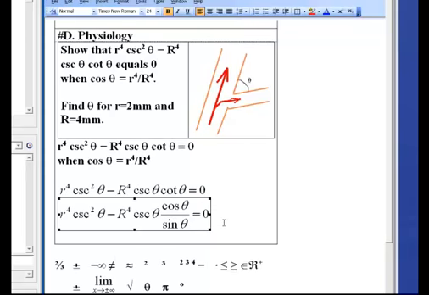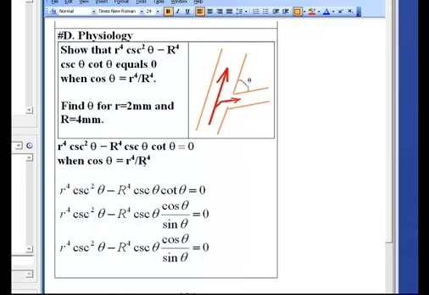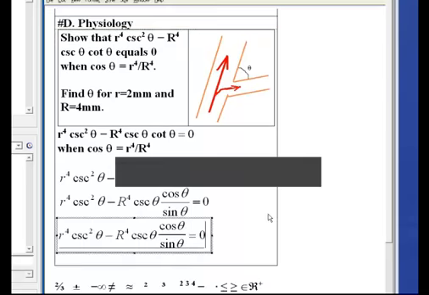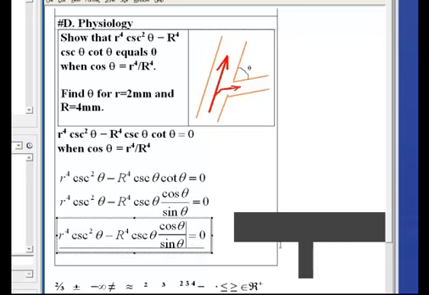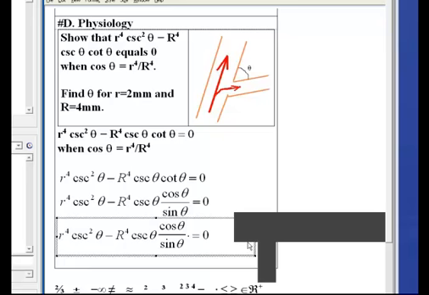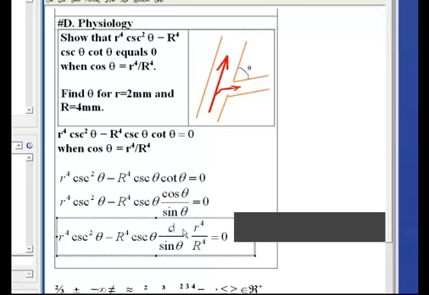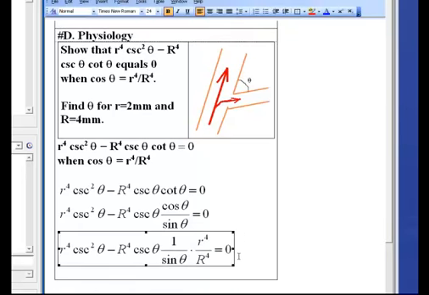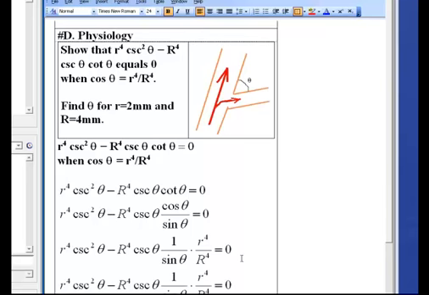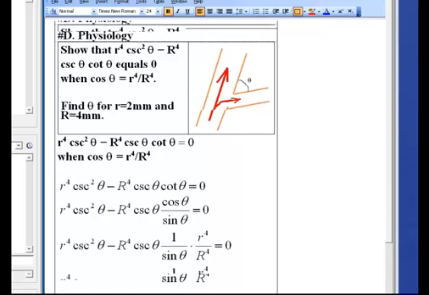And now I'm going to use that condition that we had earlier, when cosine theta equals r to the 4th over R to the 4th, to substitute in here for the cosine. So I'm going to substitute that in times r to the 4th divided by R to the 4th. And of course, we have substituted in for the cosine. At this point here, even though this looks quite complicated, I'm actually virtually done. Watch what happens.